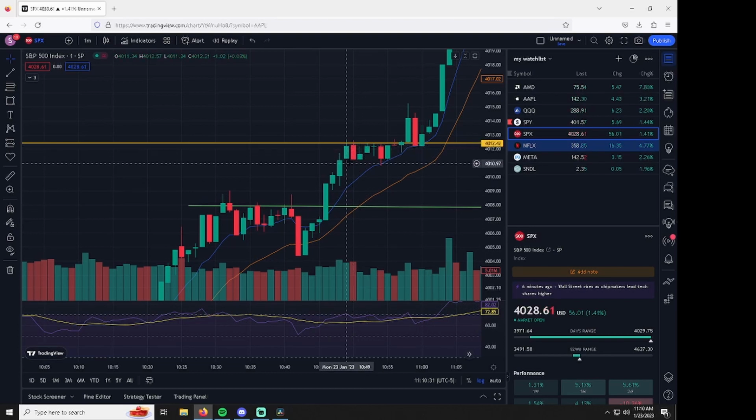I noticed that it was very choppy here. It just kept going up and down, so I just sold it right at the bottom of the candle.